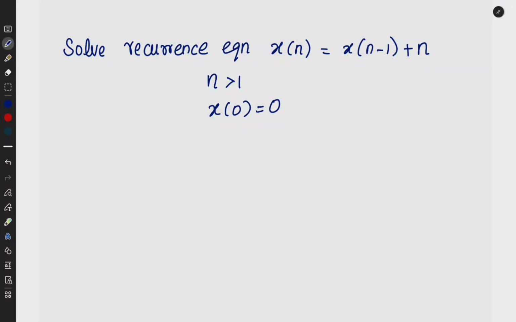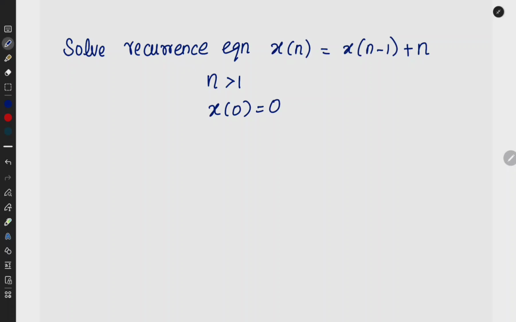Solve the recurrence equation. X of n is equal to x of n minus 1 plus n. There are two conditions given where n is greater than 1 and x of 0 is 0. This is the initial condition. Okay, I'll solve this problem.